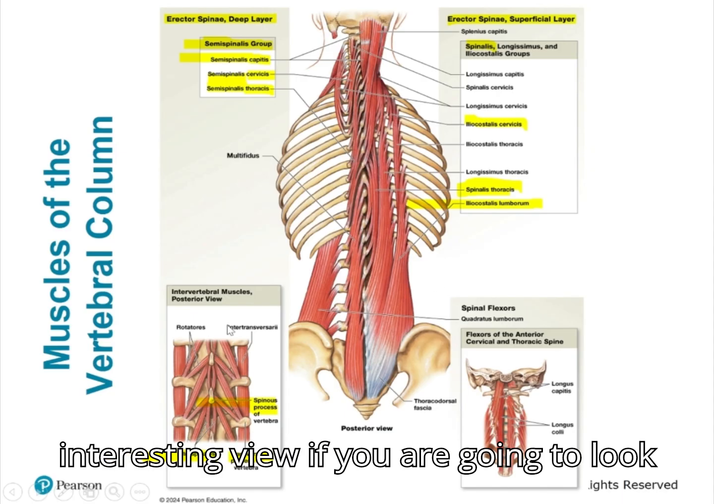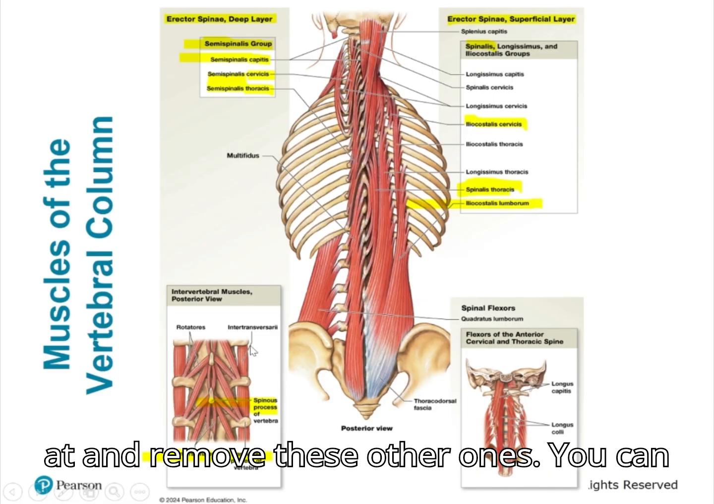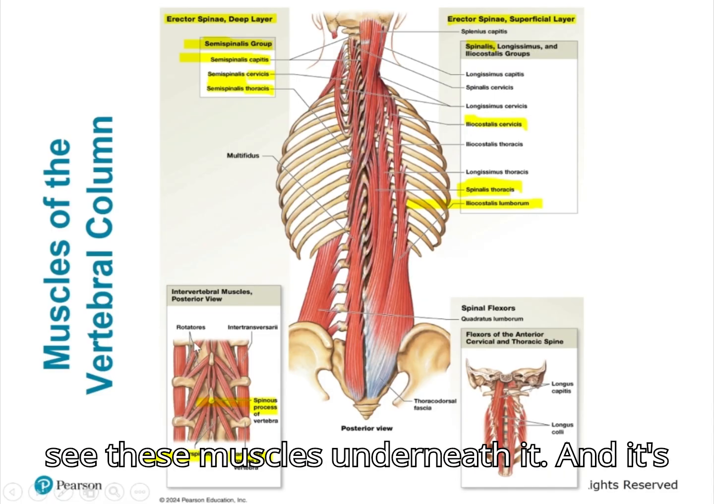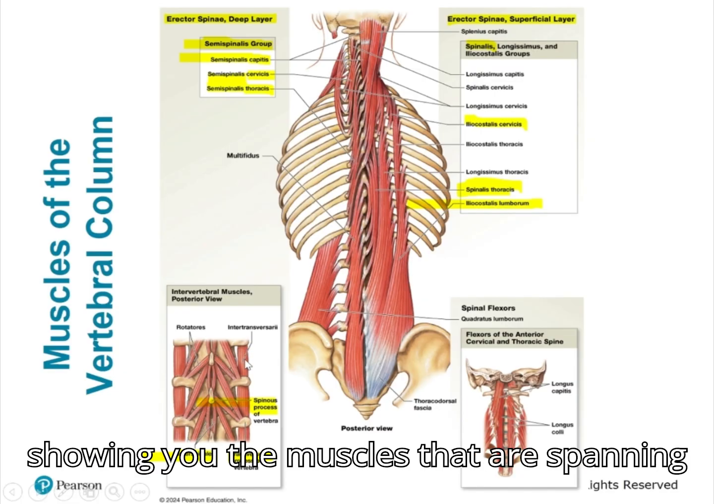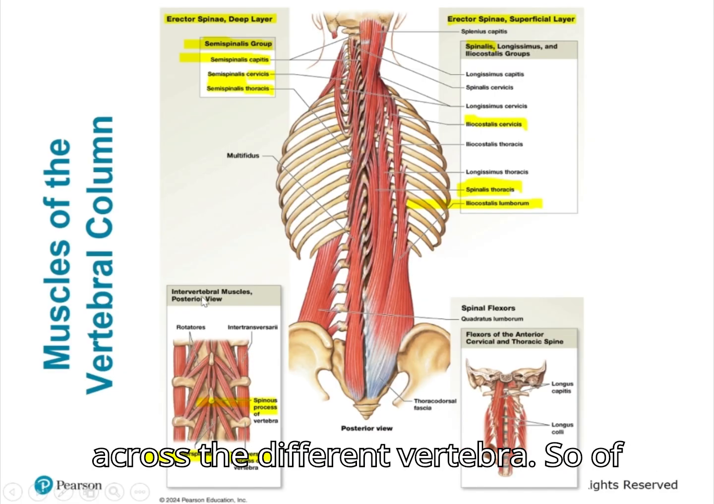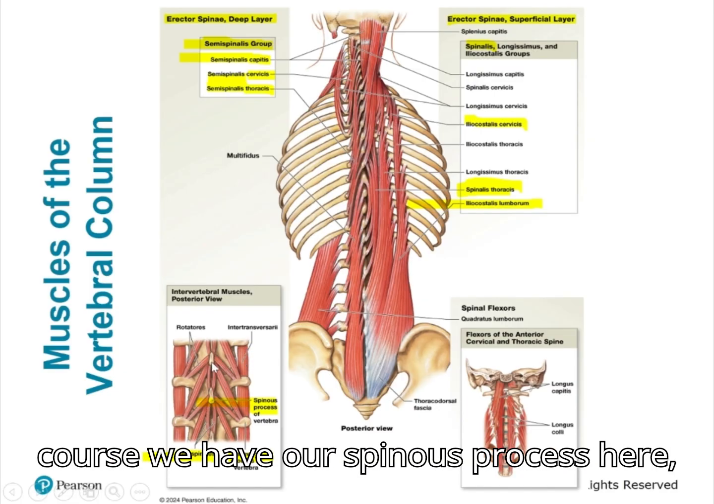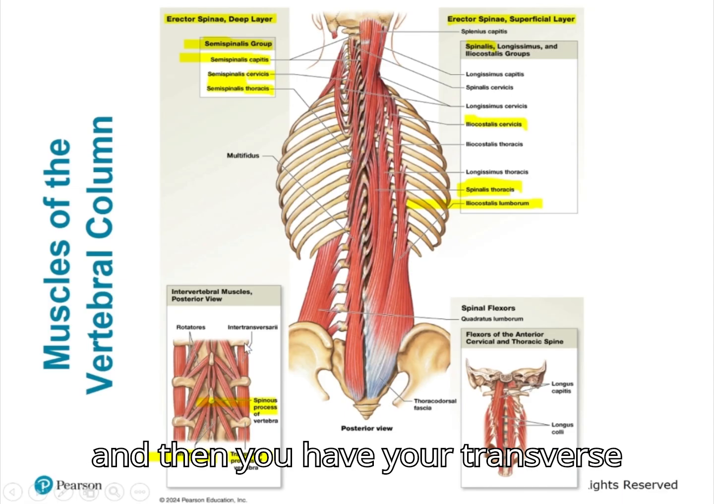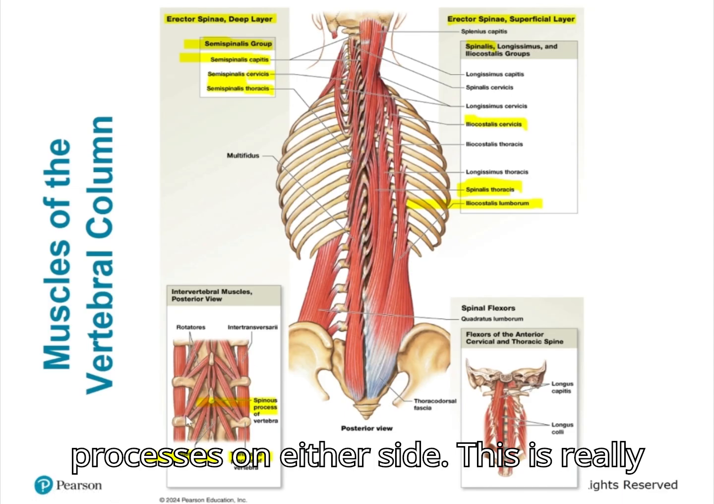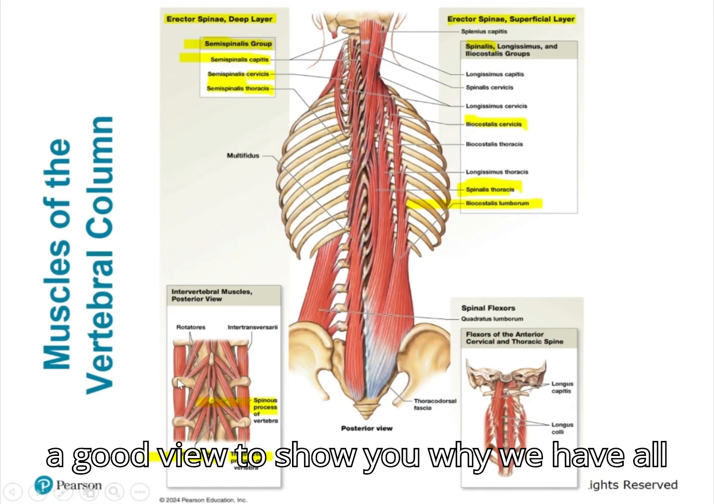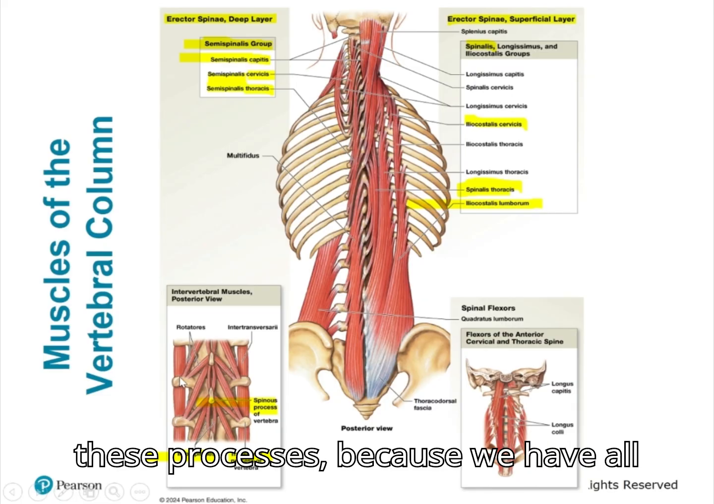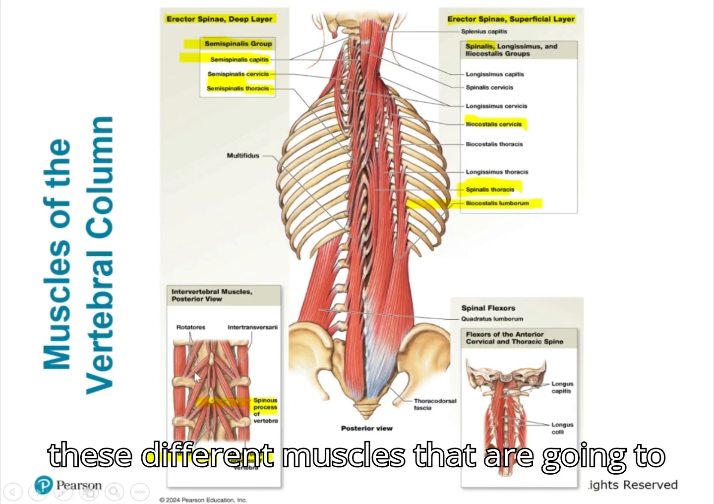This is an interesting view if you remove these other muscles. You can see the muscles underneath, showing the muscles that span across the different vertebrae. Of course we have our spinous process here, and then you have your transverse processes on either side. This is a good view to show you why we have all these processes, because we have all these different muscles that are going to be attaching.